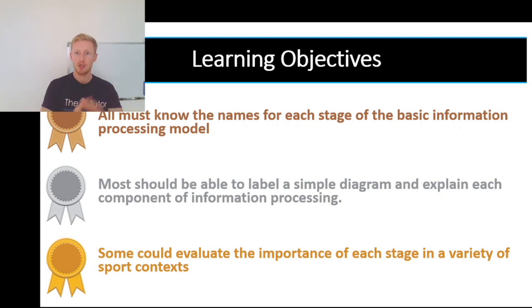So hopefully you now know each stage of the information processing model. You should be able to label that simple diagram, box, box, box, box, short-term, long-term memory. And some of you, hopefully all of you, can now evaluate the importance as well of each stage in, we did basketball and gymnastics, open skill, closed skill. But hopefully you can now take that approach into any sport that you need to be able to evaluate the importance of information processing. Input, decision making, output, feedback.